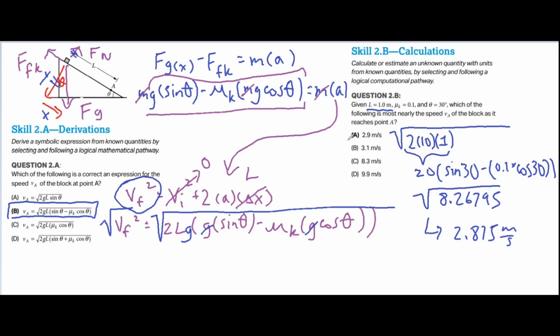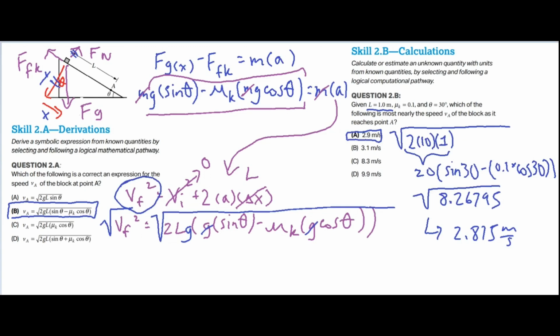Okay, so we got 2.9 over here, which, if you round it to one number after the decimal, matches up with that answer. So again, when you place stuff in your calculator, number one, you probably want to write things down and not just place them directly into your calculator. And then number two, you may want to do some calculations in separate little chunks.